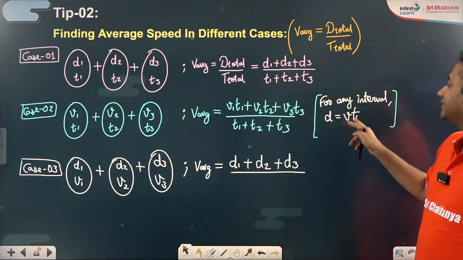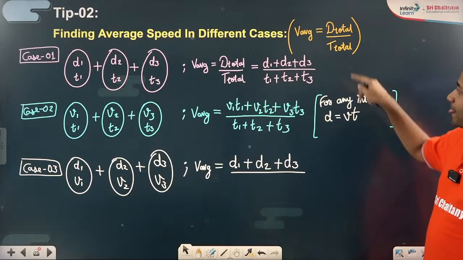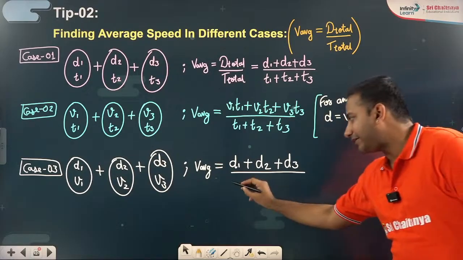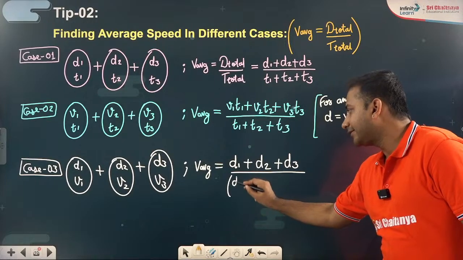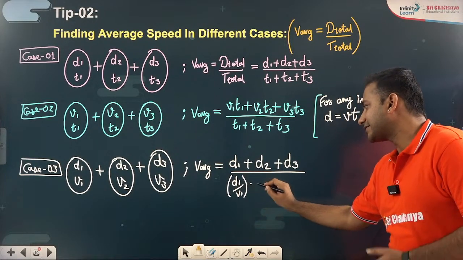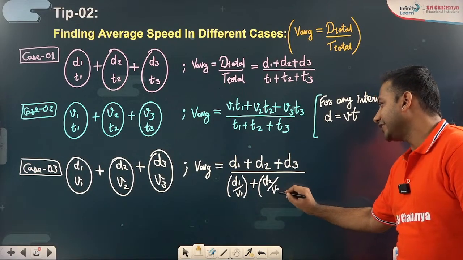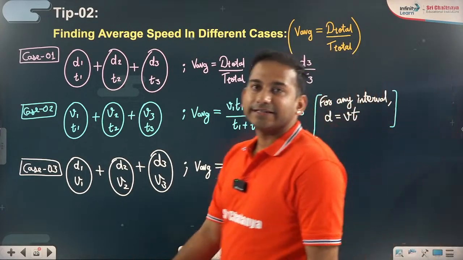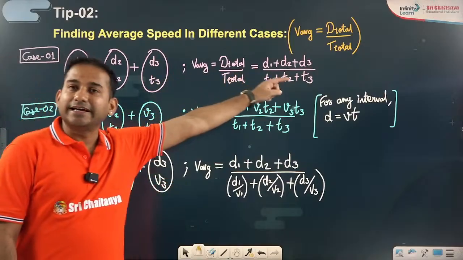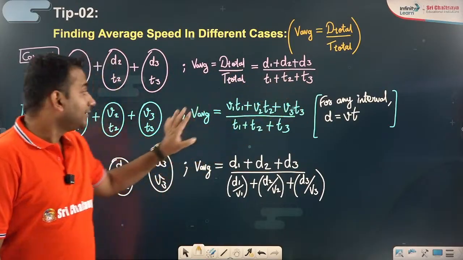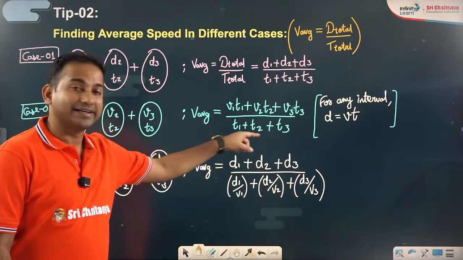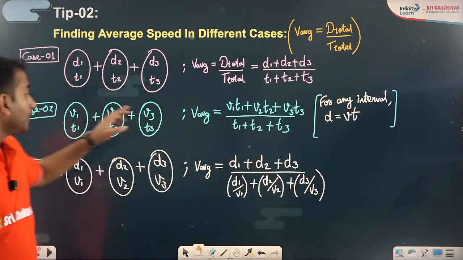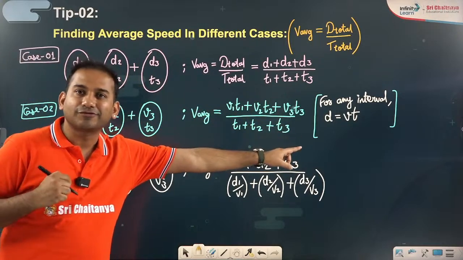But the time for any interval can be written as distance by speed. See, speed is equal to distance upon time. Distance is equal to speed into time. Time is equal to distance upon speed. So here it will become d1 by v1 plus the next time interval d2 by v2 plus the next time interval d3 by v3. Is that clear? Very easy, no? Here it is directly total distance traveled by total time taken. In the second case, the blue colored case, time durations were given, so you just got the total time. But for calculation of distance, we again use the same general formula.